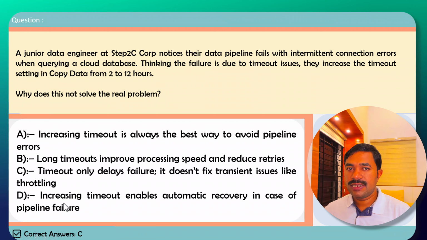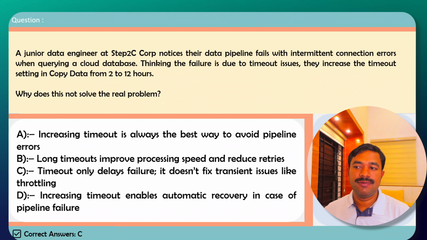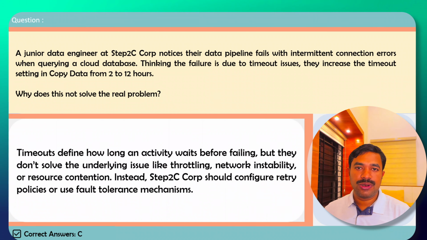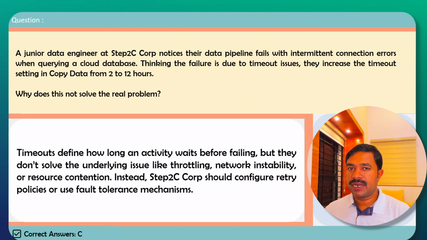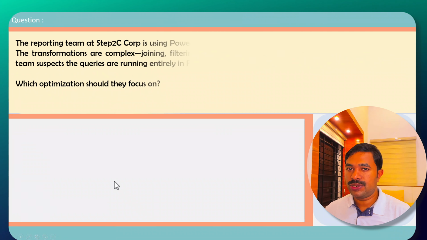So why is it not solving the problem? And the right answer is option C. Timeout only delays failure. It doesn't fix the transient issue. So in order to fix the issue, you need to fix the underlying issue. It's not going to be fixed by just extending the timeout time. Timeout just defines how long an activity waits before failing. But if there is an issue, you need to fix it. Just increasing the timeout will not solve the issue.